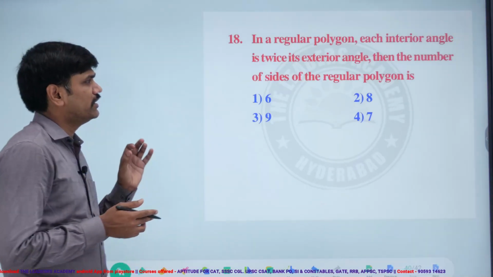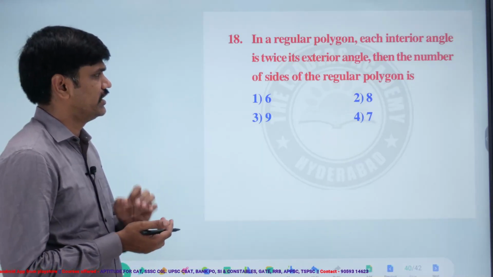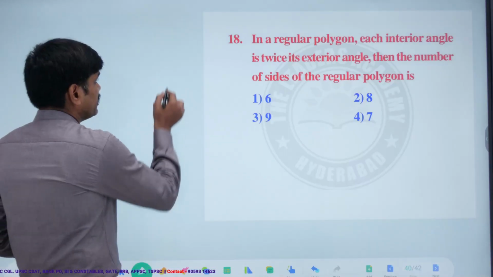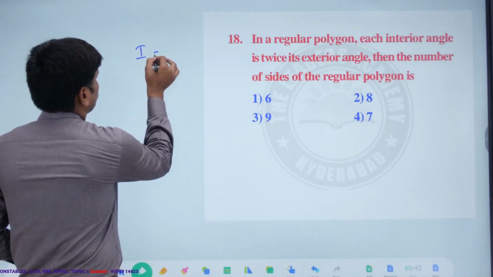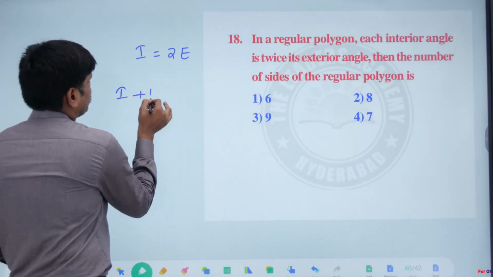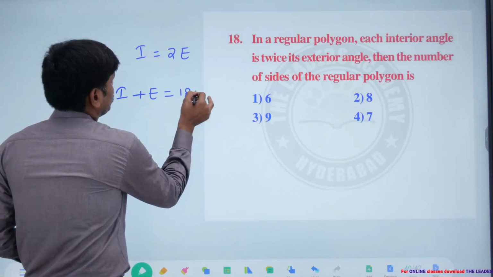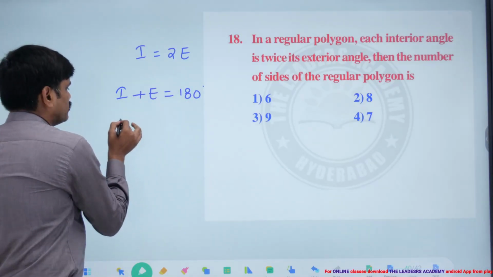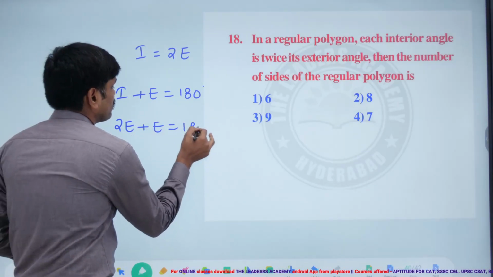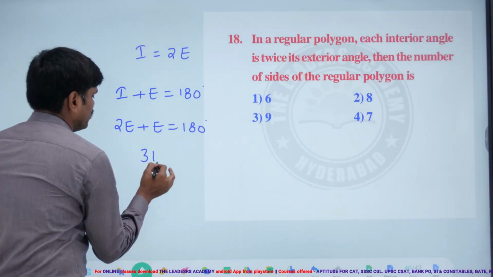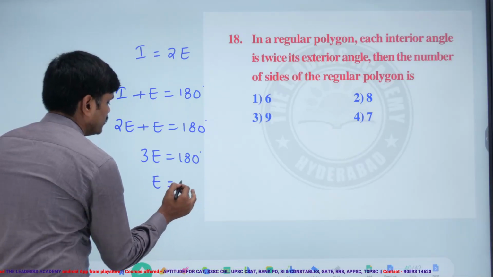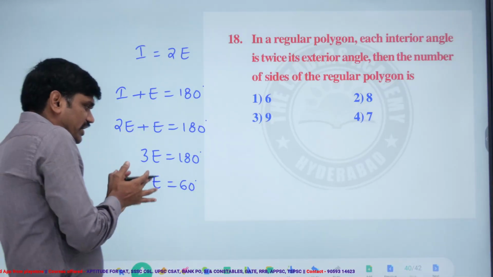In a regular polygon, each interior angle is twice its exterior angle. Then the number of sides of the regular polygon is? So here it is mentioned that each interior angle is twice its exterior angle. We know that the sum of interior and exterior angle is always equal to 180 degrees. So I equals 2e. So 2e plus e must be equal to 180 degrees. From this I can say that 3e equals 180 degrees, so e equals 60 degrees. Each exterior angle is 60 degrees.